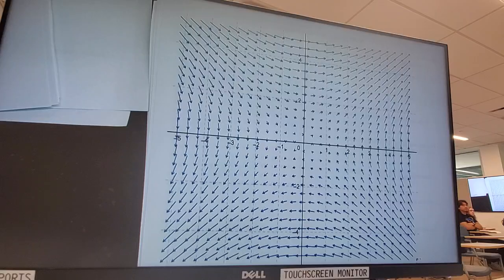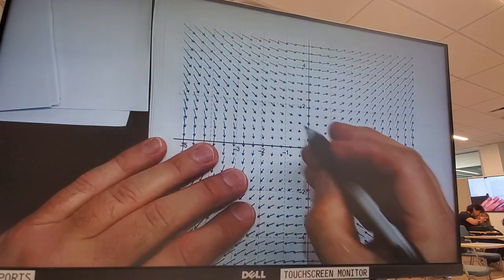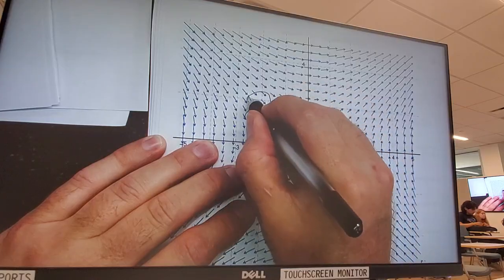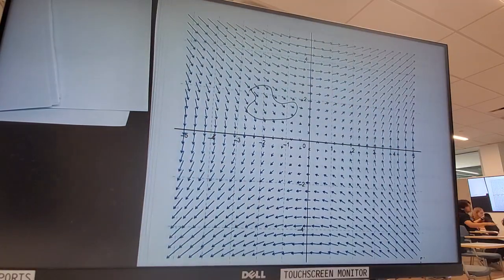Everybody draw, anywhere where there's arrows, a closed loop. It doesn't have to be circular. Draw a little closed loop. I'll do an example, but you don't have to put it exactly where I put mine. I'm going to draw a little duck. You can draw a little circle if you want to, to make it easy. You can draw an amorphous blob.